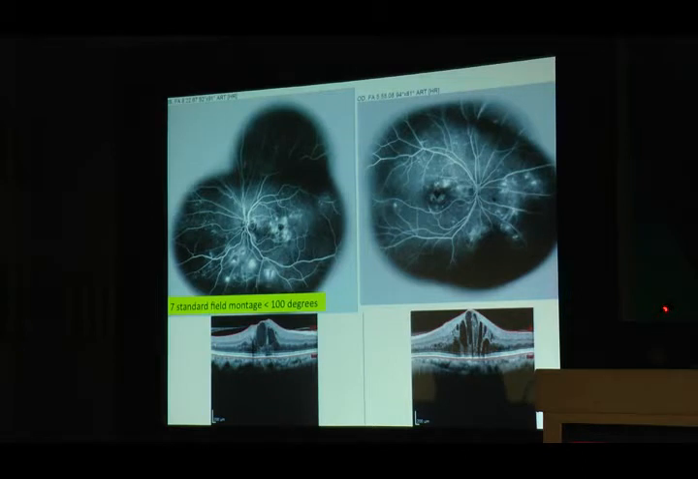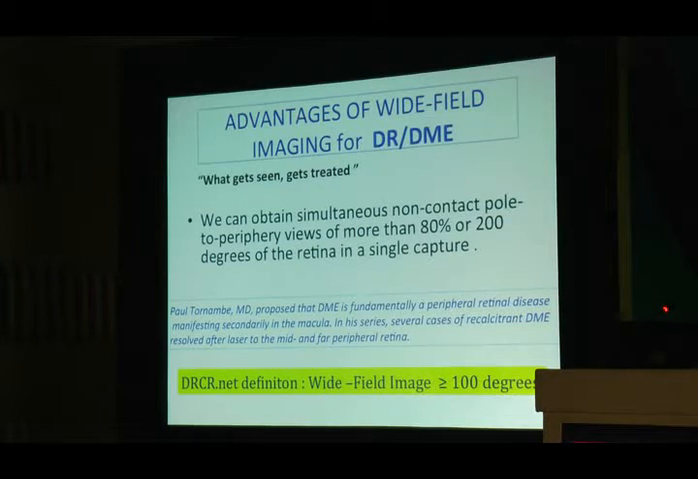This is a montage taken on a Heidelberg HRA, but it shows the field is much less than the 100 degrees which is required. DRCR.net, which runs multi-centric trials with various centers in the US, says that to call it wide field, it has to be more than 100 degrees. So this is giving a field of about 90 degrees. That's a little problem, because though it can see the retina, it cannot see the periphery of the retina.